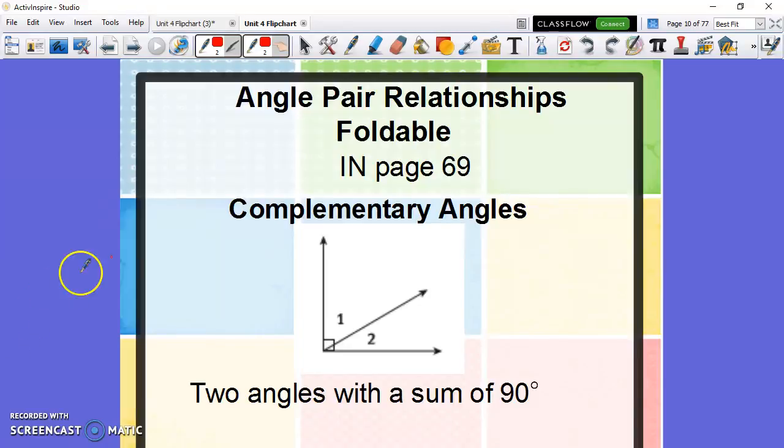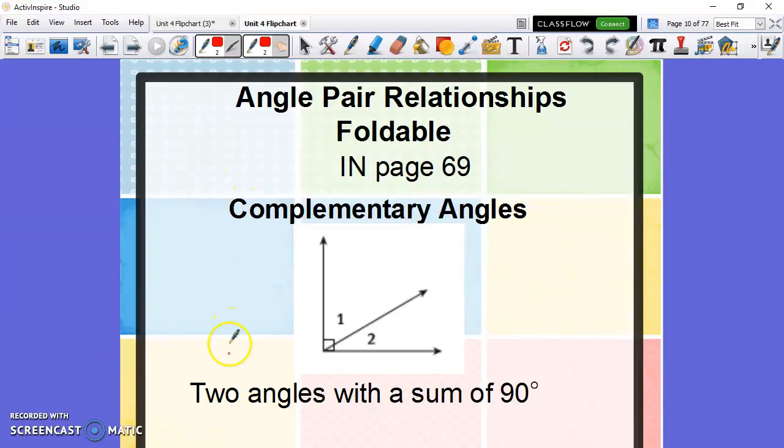All right, in your interactive notebook, you should have down on page 69 on the next available page, angle pair relationships. If you miss class, this is in a foldable, and we can create that. If not, just go ahead and write it in your notebook.